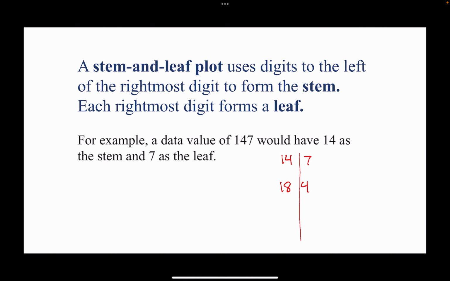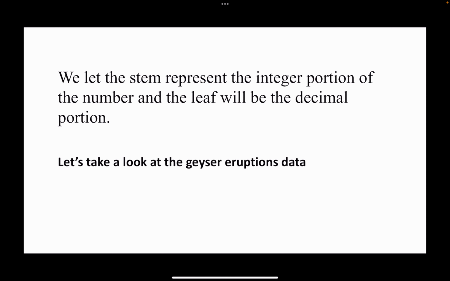I'm going to show you how to make one, and I'm going to show you what they look like with the data sets that we already have for this lesson, and hopefully it'll make sense. Okay, so we're going to take a look at our geyser eruptions, and then we are going to take a look at the interest rates.